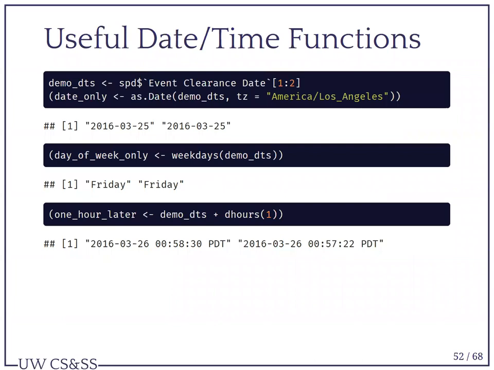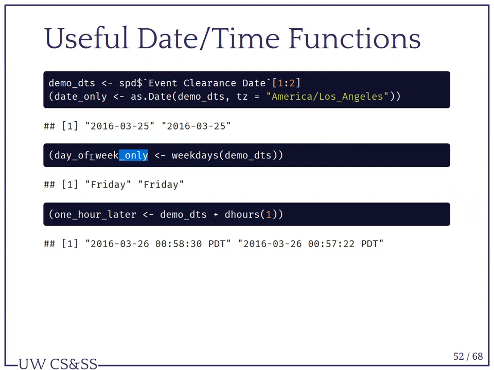So, a few useful date and time functions. One is as.Date, which is the base R function for converting a string into a date object. And it's okay. Sometimes it'll get the job done once you specify a time zone or some other information that maybe you don't have access to. But I tend to use the lubridate package to do it instead.